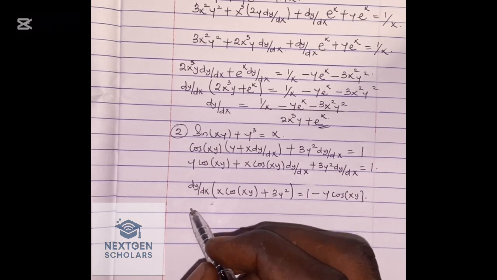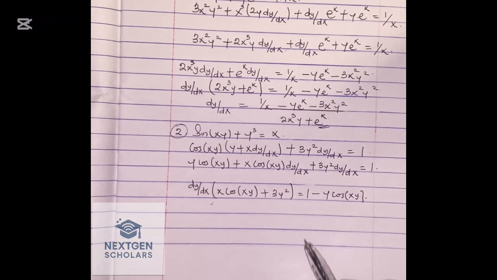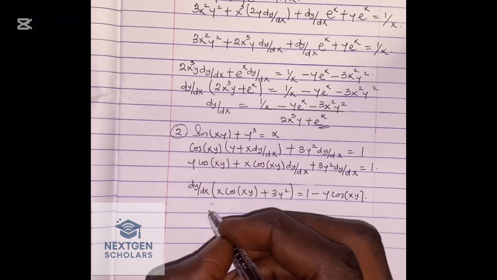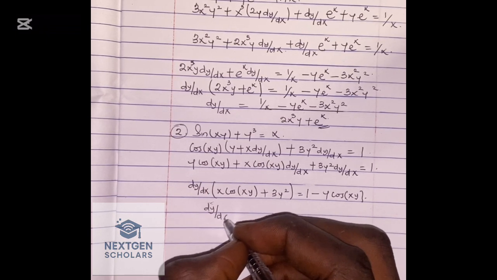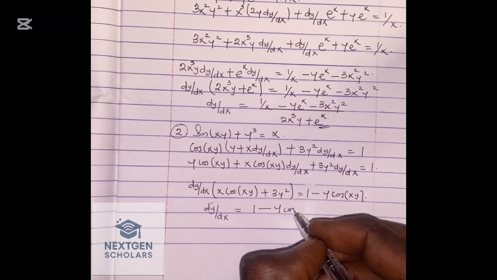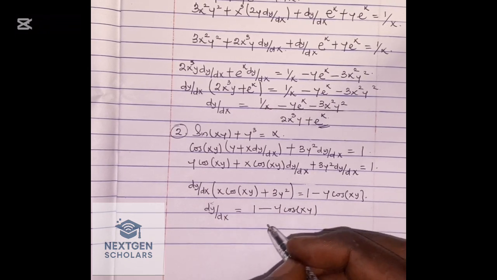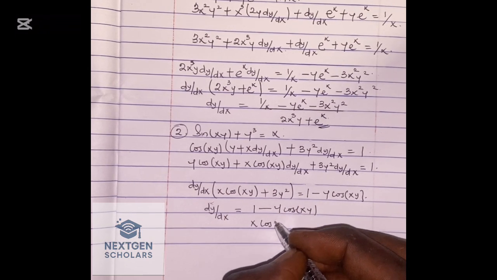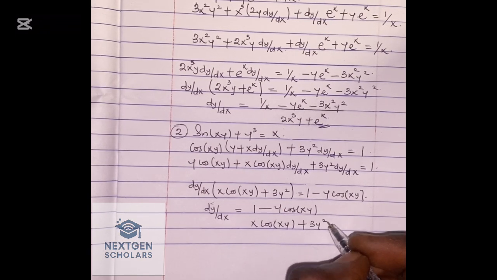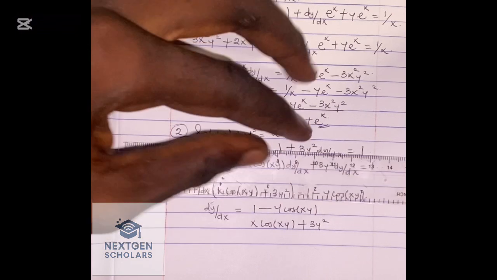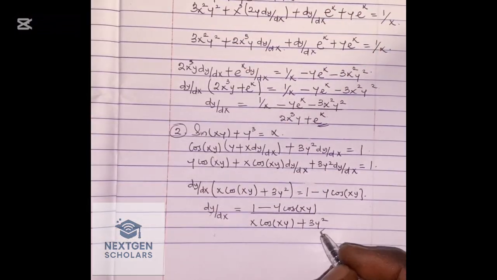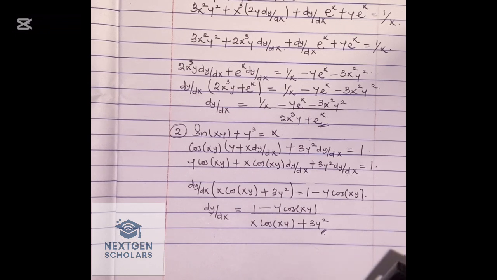Now we divide both sides by this to get our dy dx. So dy dx will be equal to 1 minus y cos xy all over x cos xy plus 3y squared. And that is the answer to the second problem. Thank you and see you in the next lesson.